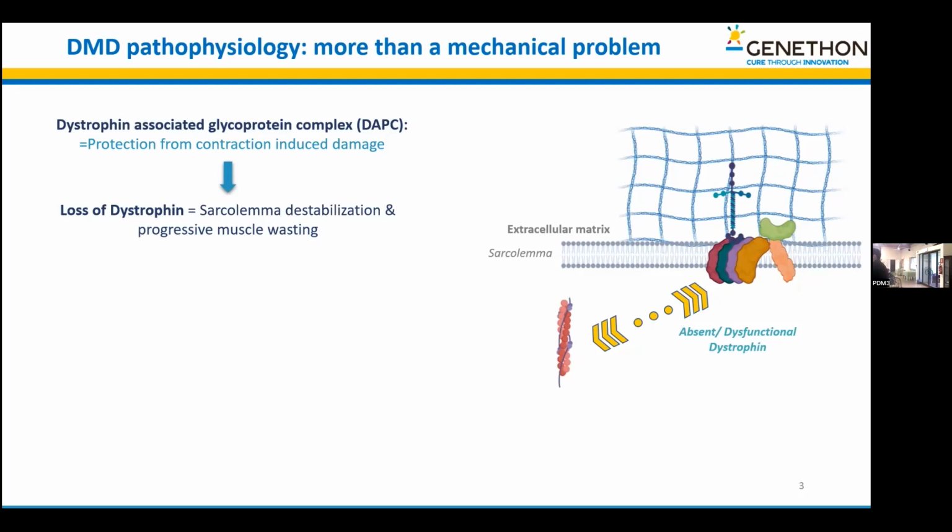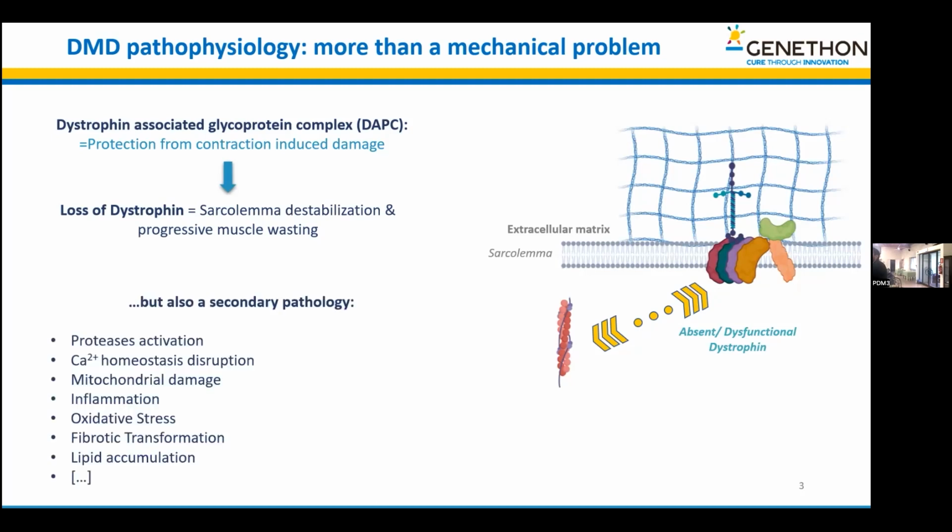But DMD also has a secondary pathology happening in the muscle, and we can see many metabolic perturbations. For instance, we can see fibrosis, inflammation, dysregulation of mitochondria, and mainly also lipid accumulation. And that's one of the main things we are interested in.